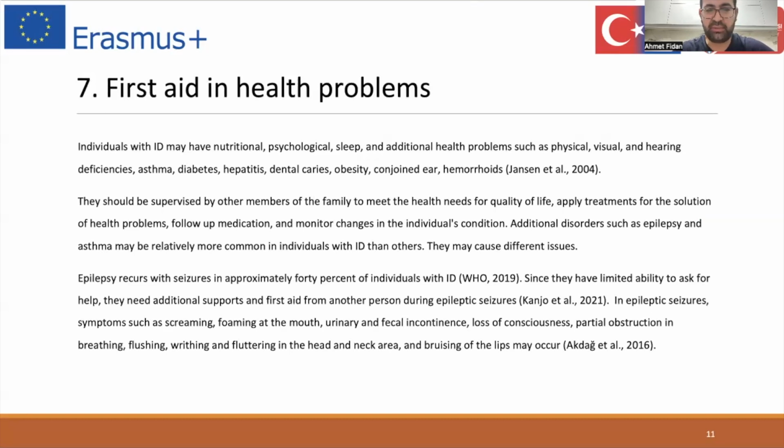Epilepsy recurs with seizures in approximately 40% of individuals with intellectual disabilities. Since they have limited ability to ask for help, they need additional support and first aid from another person during epileptic seizures. In epileptic seizures, symptoms such as screaming, foaming at the mouth, urinary and fecal incontinence, loss of consciousness, partial obstruction in breathing, flushing, writhing, and fluttering in the head and neck area, and bruising of the lips may occur.